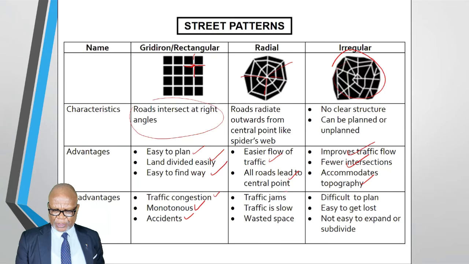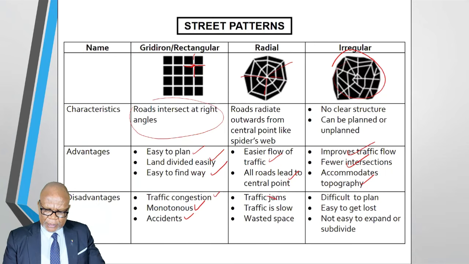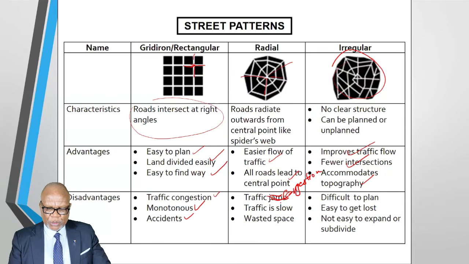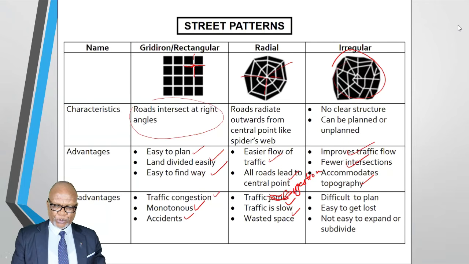And then this one, because all roads are going into the center, is going to result in traffic congestion. The correct word there is congestion, not jam. It will result in traffic congestion, not traffic jam. And because the traffic is going to be moving very slow, there's a lot of wasted space. The space is not used economically there.